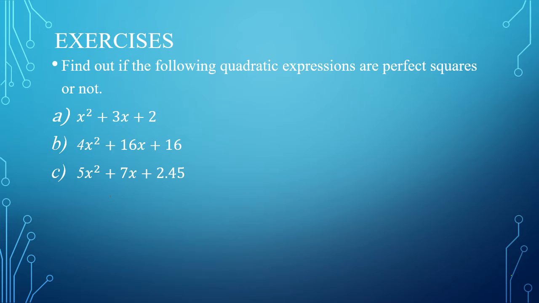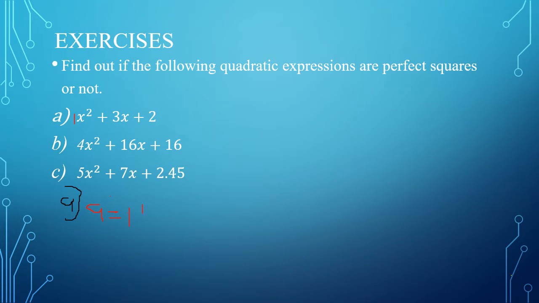Now, using that same knowledge, find out if the following quadratic expressions are perfect squares or not. So you have x squared plus 3x plus 2. What is our a? Our a according to the first equation is 1, because there is always a 1 that comes before the x squared. The coefficient of x squared is 1, so our a is 1.